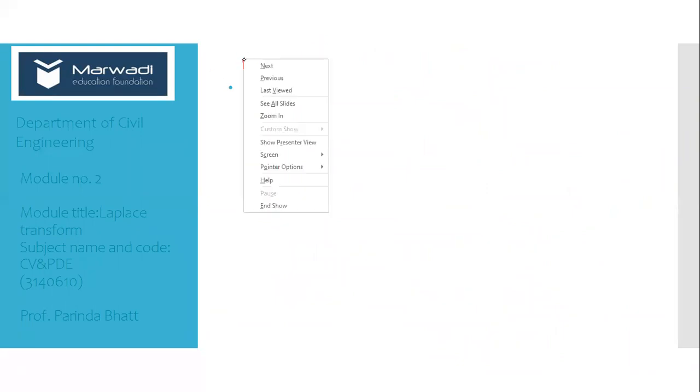Yes, very good. Kunal, one term is remaining. Yes, one term is correct. Yes, Kinchal. But in place of s, change this term. Right? Apply the first shifting theorem.